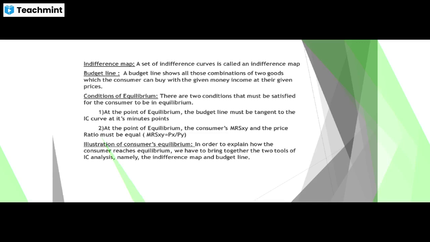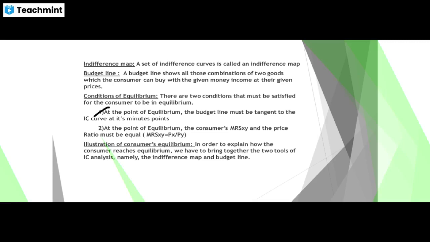So what is the budget line here? A budget line shows all the combinations of two goods which the consumer can buy with the given income and their given prices. That means how many goods the consumer can buy with income and given prices is called the budget line. Okay, so in simple terms, how many goods he can buy, that is the budget line. And to get consumer's equilibrium we need two conditions.